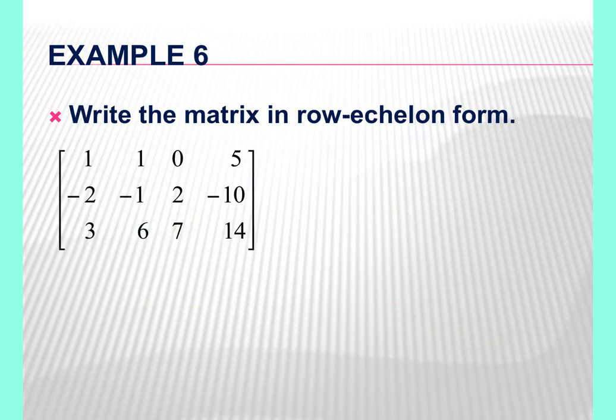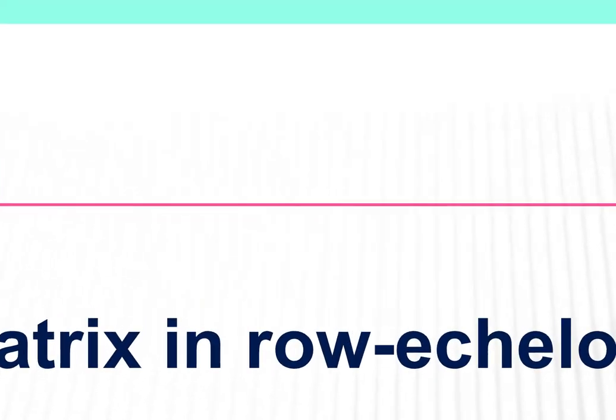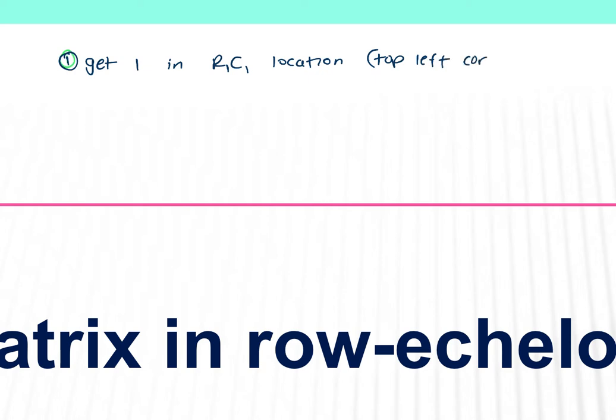All right, now we're going to write this in row echelon form. So I'm going to give you some steps. For me, my first goal is get a 1 in the row 1, column 1 location. So this is the top left corner. If you can do this, it makes everything after this easier. Doesn't mean you can always do it, but it does make it easier. So my goal would be to get a 1 in the very first location, row 1, column 1.